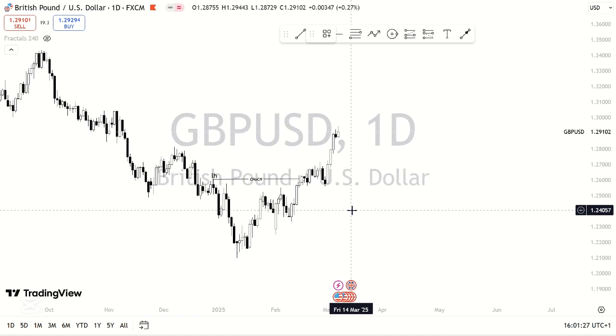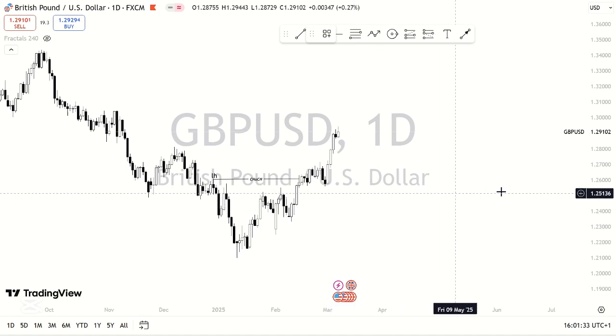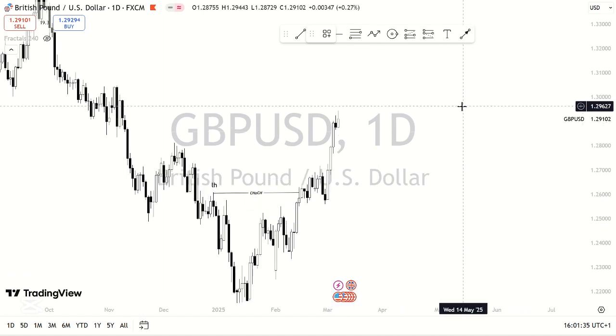So what do you do in an uptrend? You look for demand zones to buy from. You buy in an uptrend, you sell in a downtrend. So now we know our direction, we know the trend, so we are looking for buys.